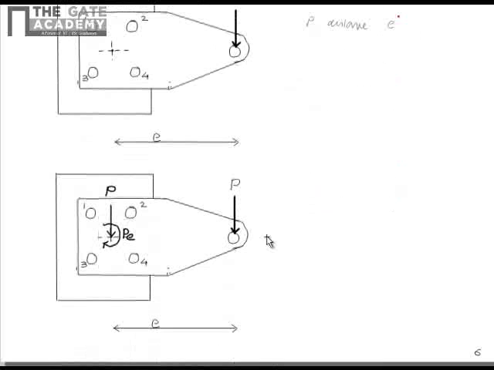When the force is transferred from one point to another point, it is accompanied by a moment or couple given by the force into the distance between the 2 points. So this is the principle of translation of force. Now the first step is to find the centroid of the bolt location, the system of bolted joints.